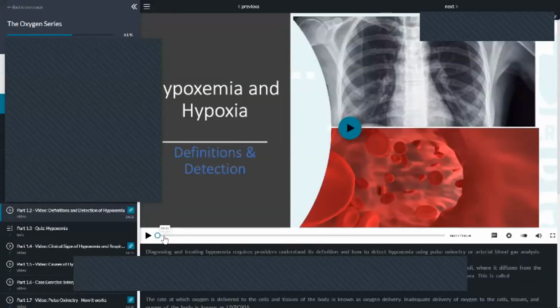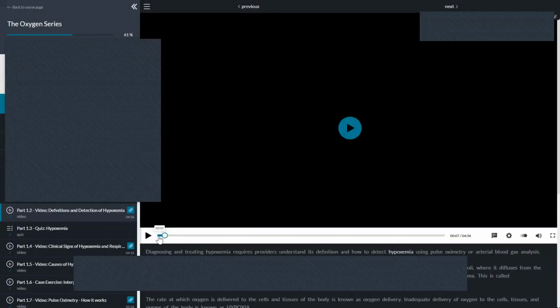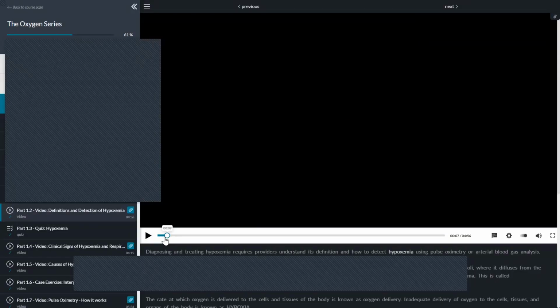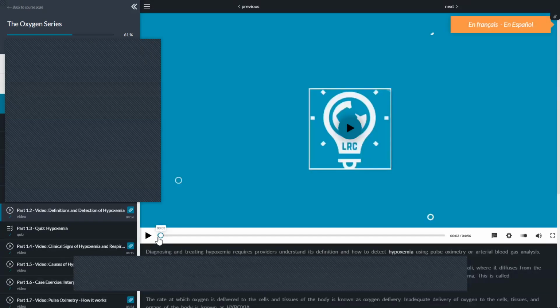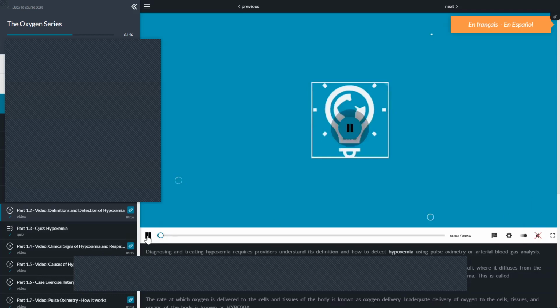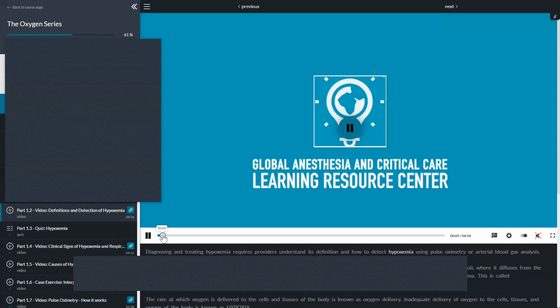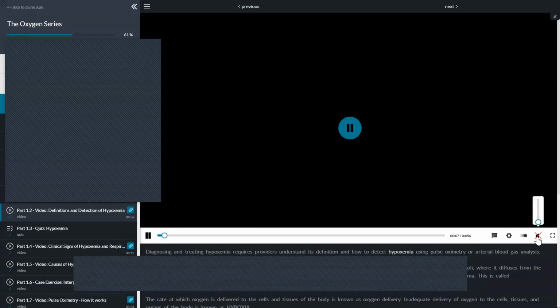So we think about shunt as well. We think about VQ mismatch. Just keep in mind that in the case of shunt, when you give oxygen, there's no good improvement, for example in patients with pneumonia, atelectasis, pulmonary edema, or ARDS. We can see the answer there.